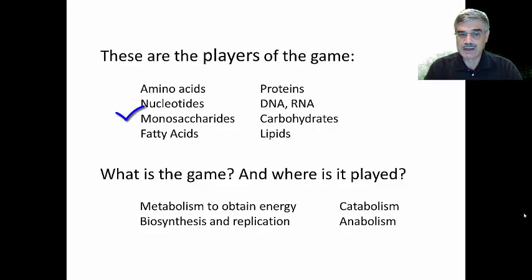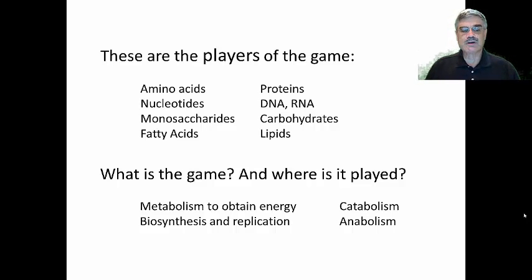And we talked about monosaccharides, such as glucose, which can polymerize to form polysaccharides, carbohydrates, such as starch and glycogen, and cellulose. And we talked about fatty acids and how they can be linked together with glycerol and a phosphate group to form something called phospholipids. And we talked about a few other molecules that are in the category of lipids. So those were the players of the game.